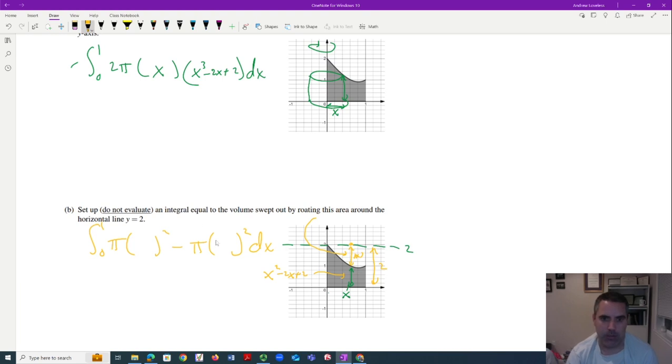In this case, it's going to be 2 minus whatever the function is. So 2 minus x squared minus 2x plus 2. Well, it's kind of nice because the 2's cancel. And then the outer radius is just 2. So that's how far that is.